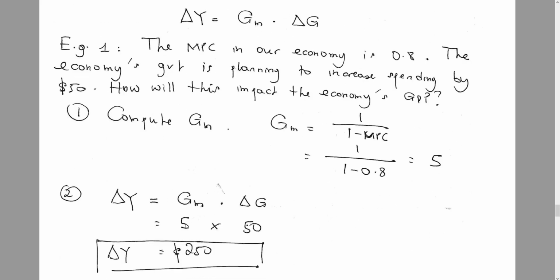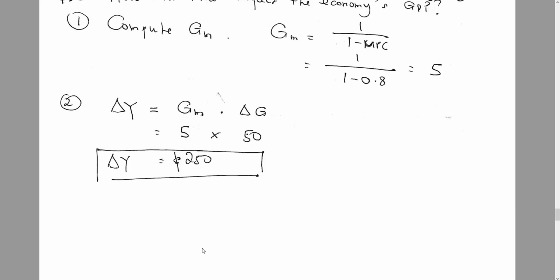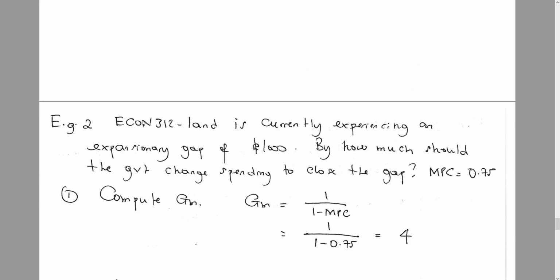Then we plug in what we have in the second formula. The government spending multiplier is 5, and the government is planning to increase G by 50. So real GDP will end up increasing by 250. Now the second example: ECON 312 land, my dream country, is currently experiencing an expansionary gap. Once again, we are in an expansionary gap, which means that we are $1,000 above our potential GDP, our full employment GDP, and we want to get back to it.